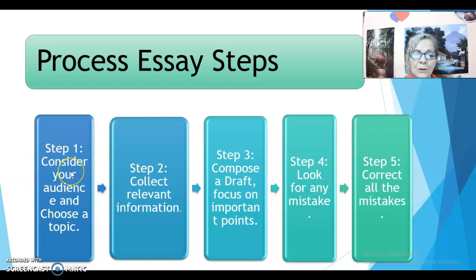Number 1, consider your audience and choose a topic. Step number 2, collect relevant information, the one that you are going to include in your process. Number 3, compose a draft. Focus on important points that you are going to include in your process. Number 4, look for any mistakes. You have to check. And number 5, correct your mistakes while writing the first draft.